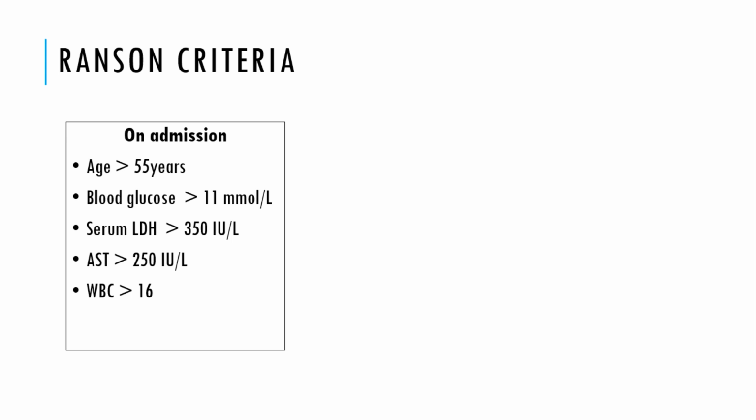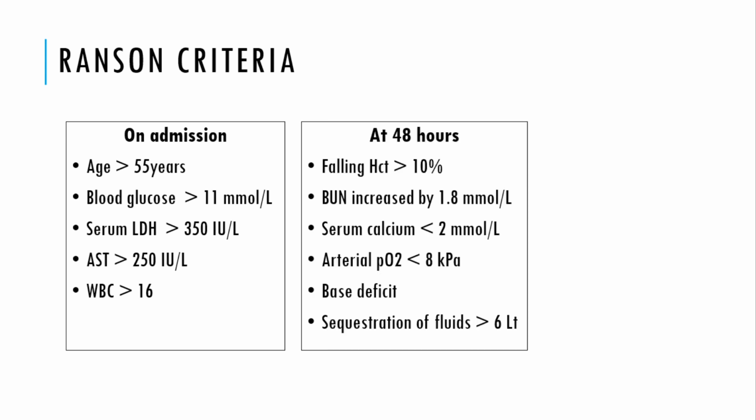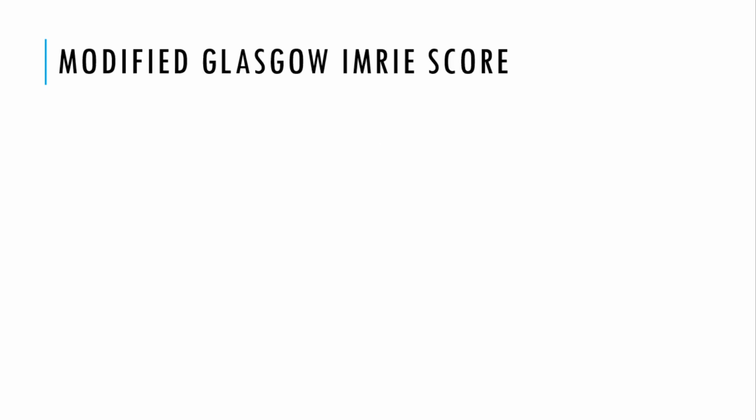A very common scoring system is the Ranson criteria, which are essentially calculated on admission and then scored at 48 hours. If the patients have up to 2 of these factors, the mortality is less than 3%, and if they have over 5 to 6, then the mortality can reach up to 100%.